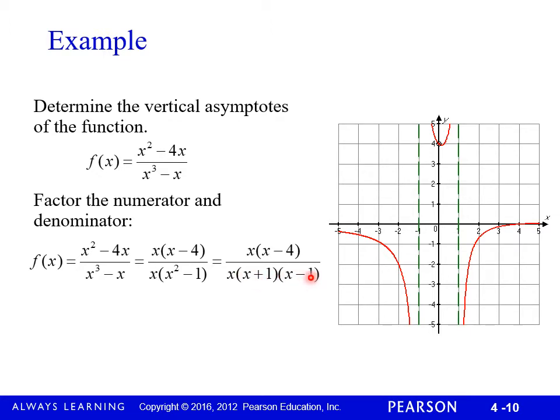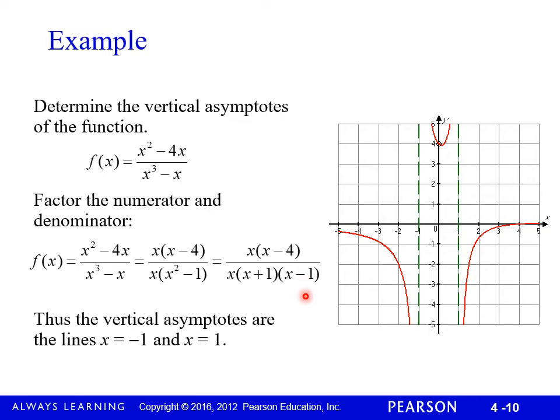Remember, vertical asymptotes are found only where the factors are not common. So we're not going to include this x factor because it's in both the numerator and the denominator. So to find the vertical asymptotes, we're just going to look for x plus 1, set that equal to 0, and x minus 1. And so we get vertical asymptotes at x equals -1 and x equals +1. And you can see them with dashed lines on this graph.